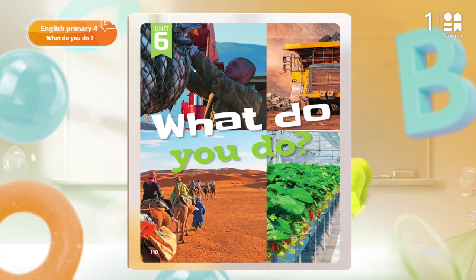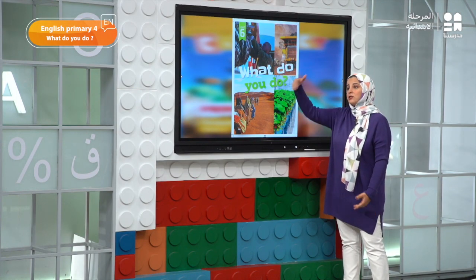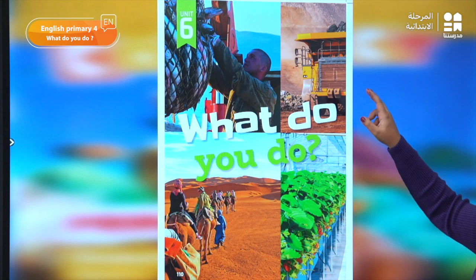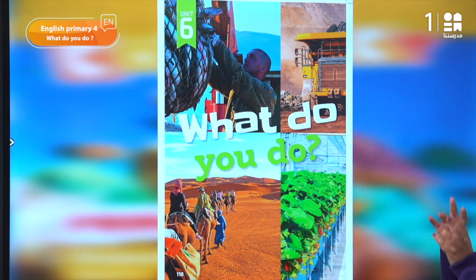Take a look at the pictures and tell me what is happening in each of the pictures. Very good. Someone here is fishing or collecting fish. Very good. Here I have a truck carrying something from a mine. A mine could be a coal mine, gold, diamonds, different irons or steel or copper, something like that. Right.